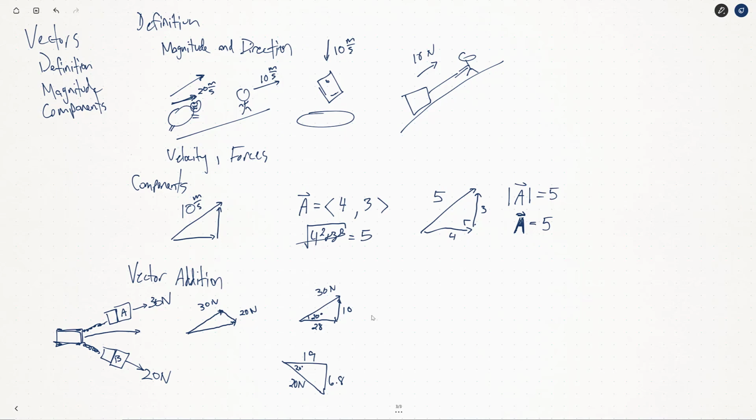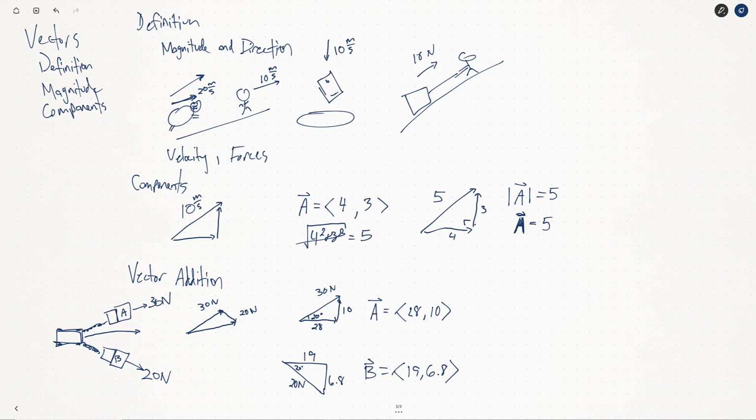So great, now that we have those components, we can write out our vectors. So let's call the first vector just A. So we have an x component of 28, y component of 10, and then we'll draw out our next vector for car B. We'll label that just B. And we have x component of 19 and a y component of 6.8.